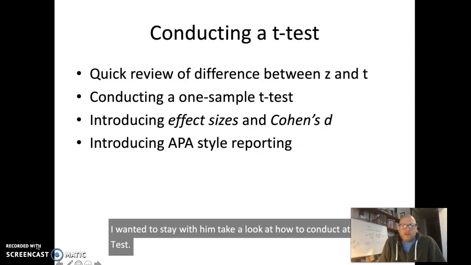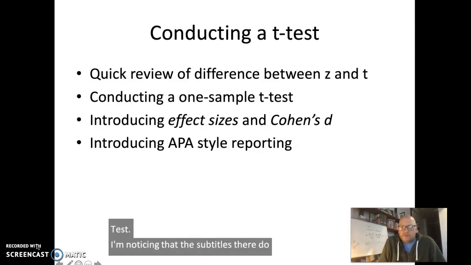I'm noticing that the subtitles there do not reflect what I say very accurately.